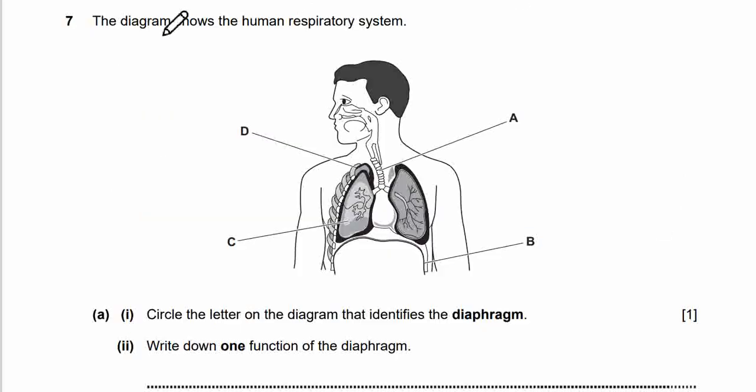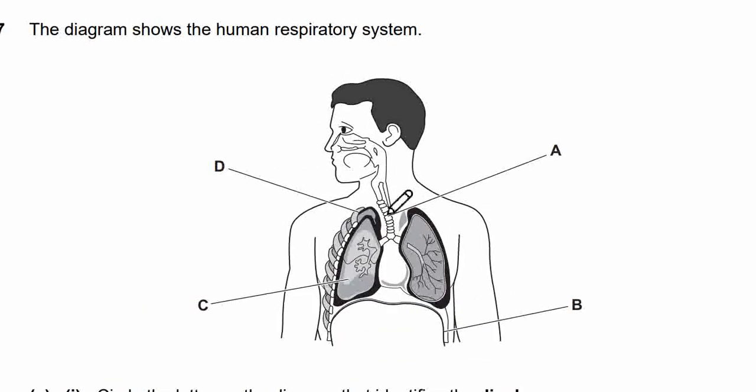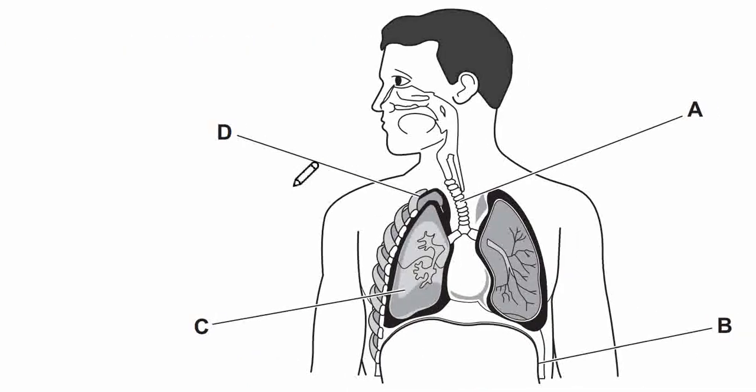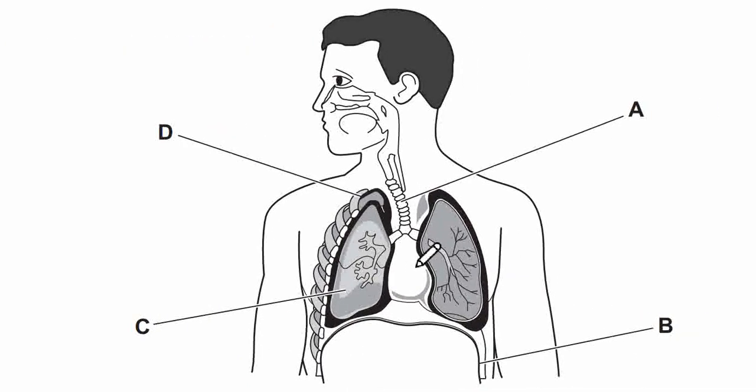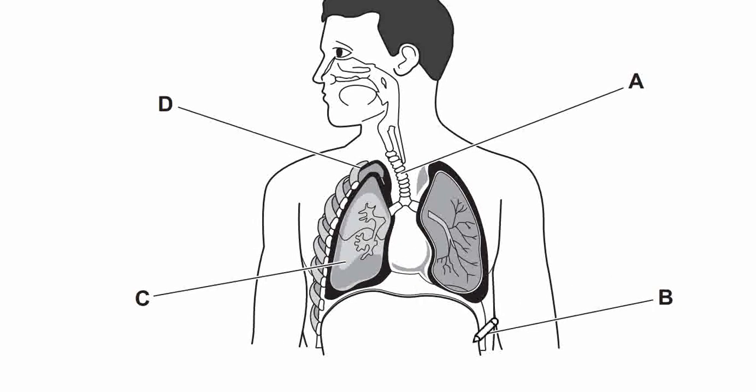Now we are on question 7. The diagram shows the human respiratory system. Circle the letter on the diagram that identifies the diaphragm. So A will be the windpipe, and C is the lungs here. D is the rib cage. So B will be the diaphragm. So our answer is B.